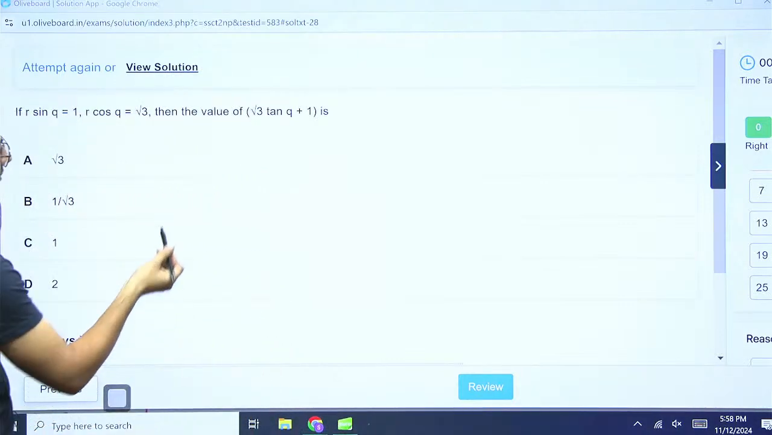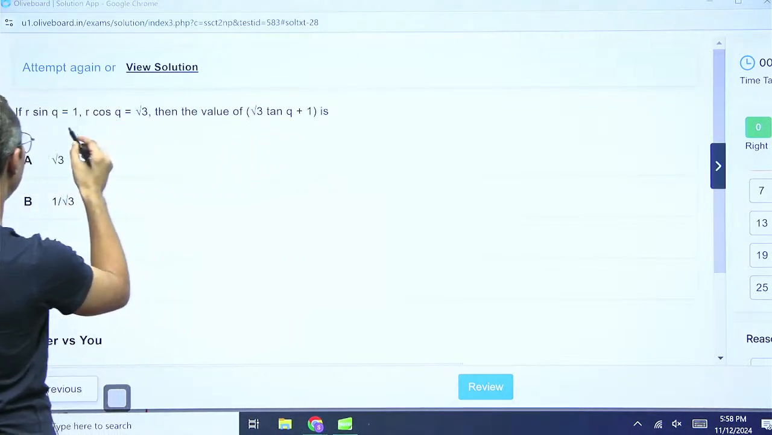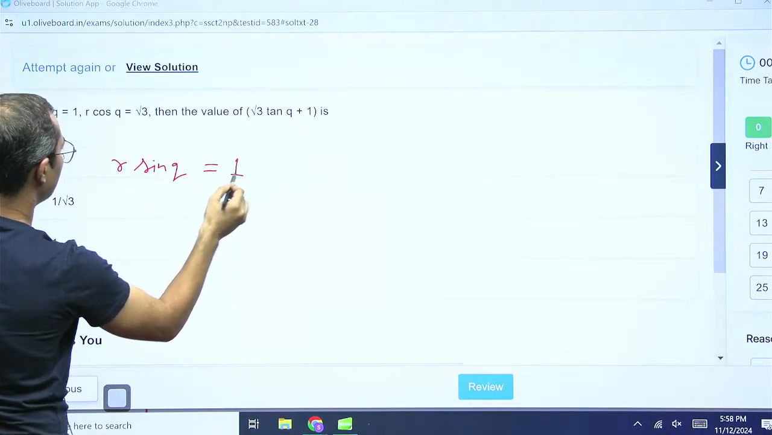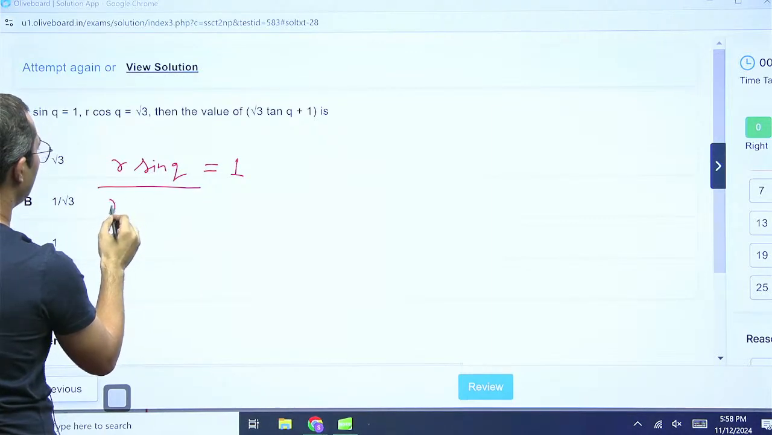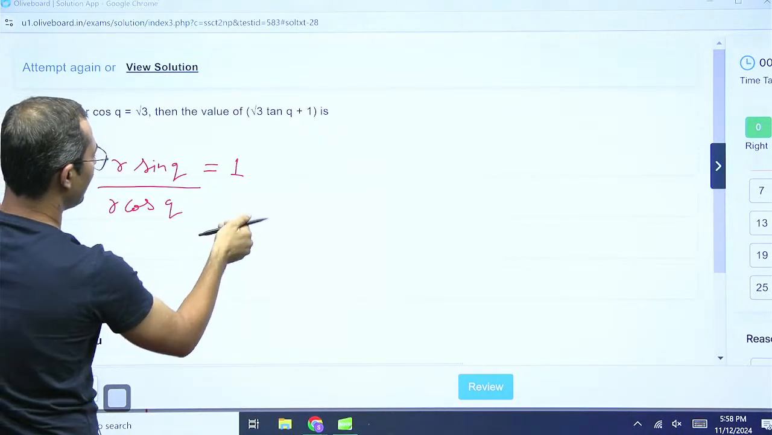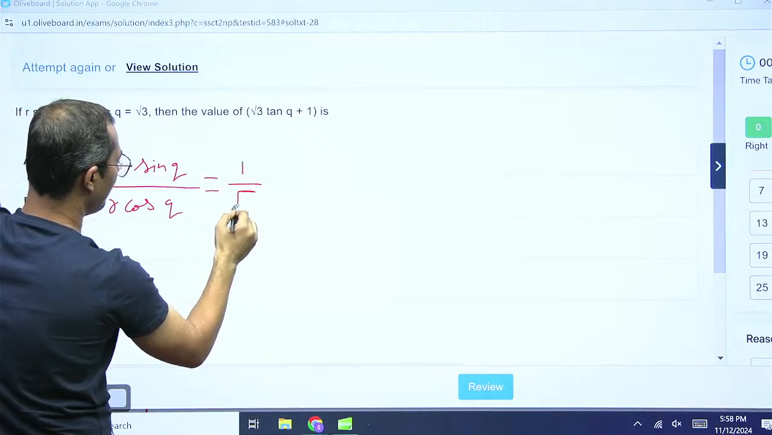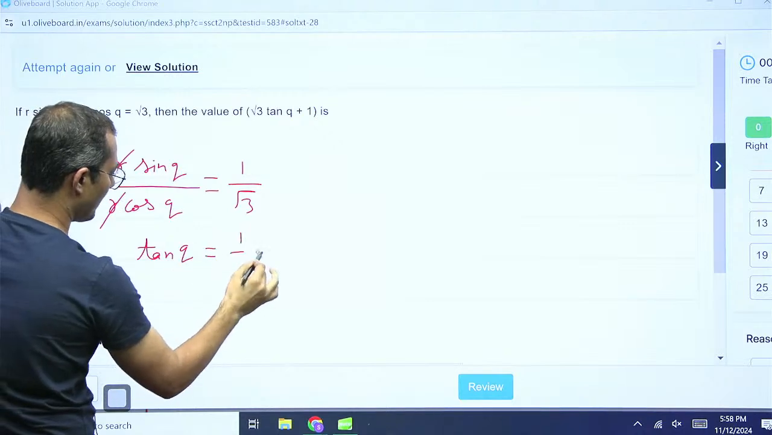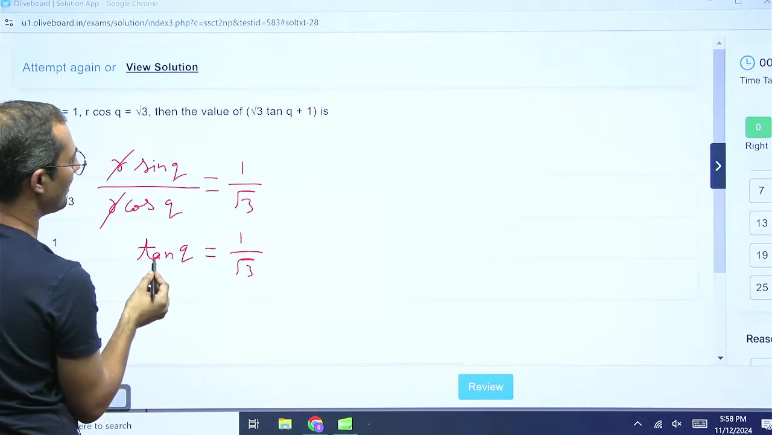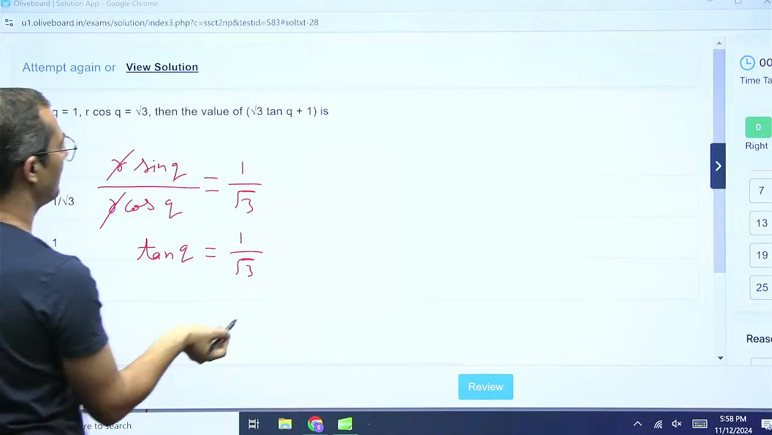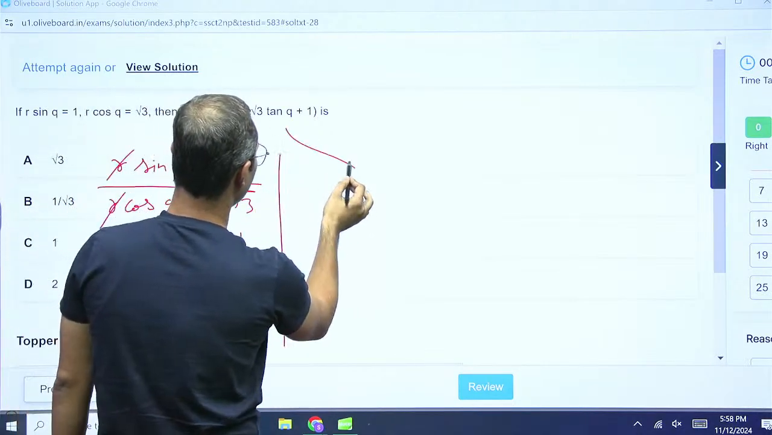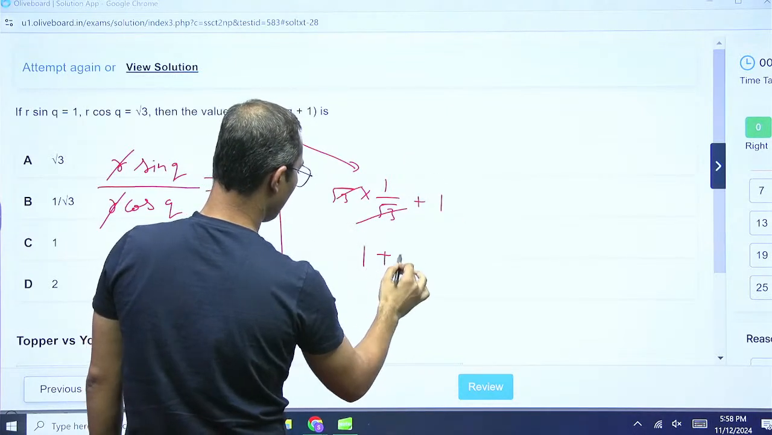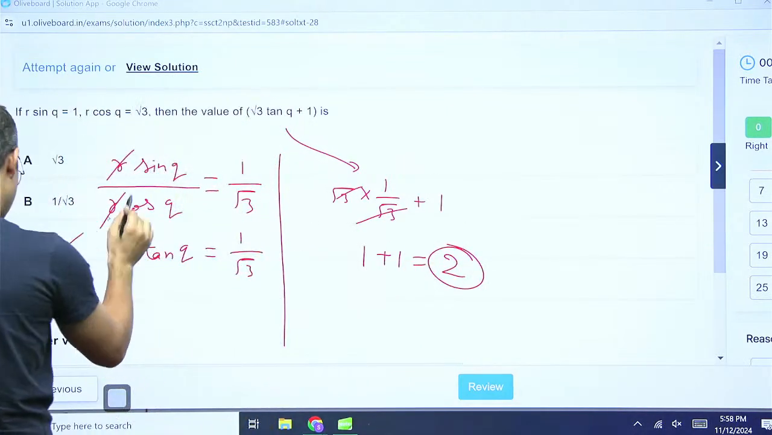See, we have to calculate the value for root 3 tan q plus 1. So we can divide, R sin q is equal to 1 divided by R cos q. So here we will get what? 1 divided by root 3. R cancelled, so we can say that tan q is equal to 1 upon root 3. So tan q is 1 upon root 3. So we can say that root 3 into 1 upon root 3 plus 1. Root 3 cancel. 1 plus 1, 2 is the right answer.